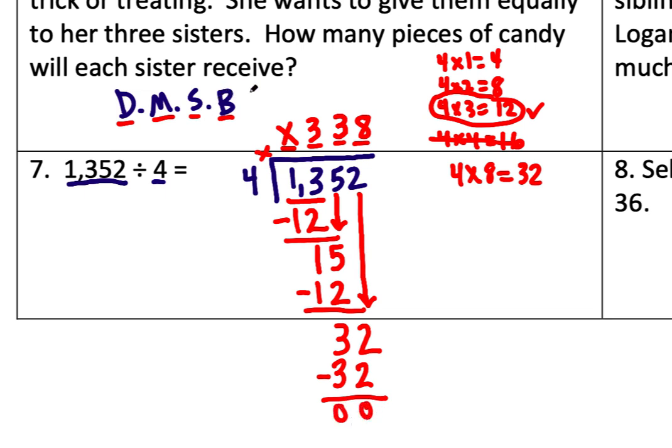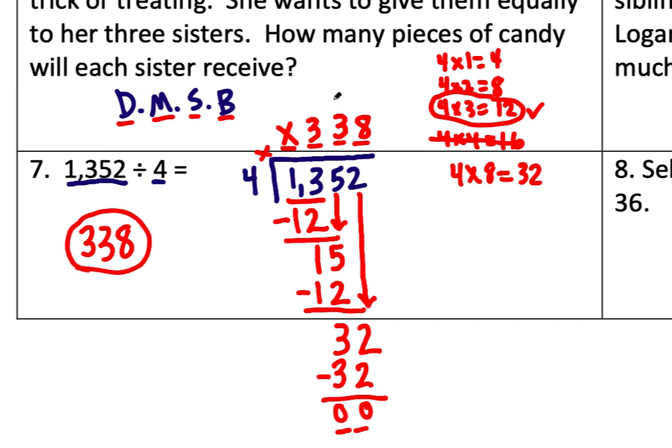And then I'm at the B, the bring down, and notice there are no more digits to bring down. So this means you are finished with the problem. This right here would be the remainder. The remainder is nothing. You have no remainder. So this problem works out evenly. It is 338. So 1,352 divided by 4 is 338. That is your quotient, your answer to this division problem.